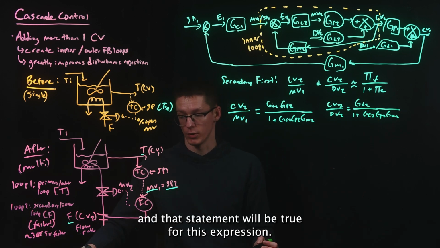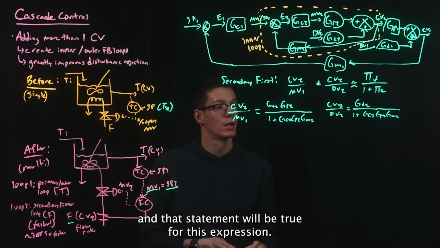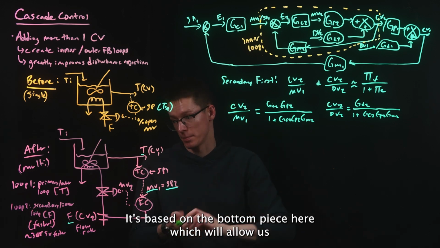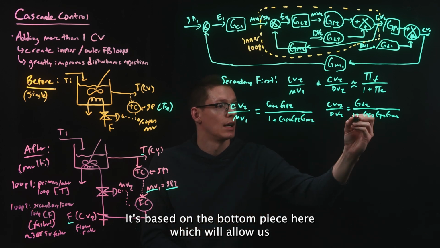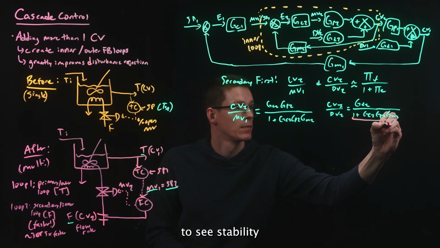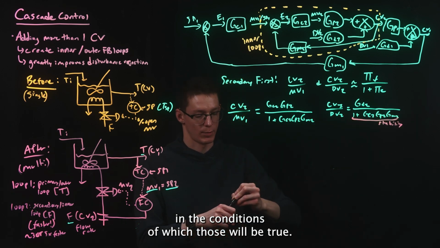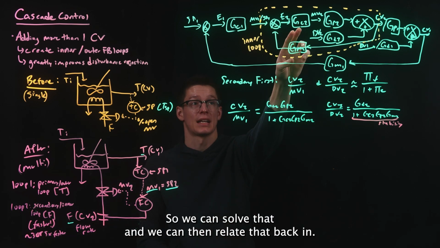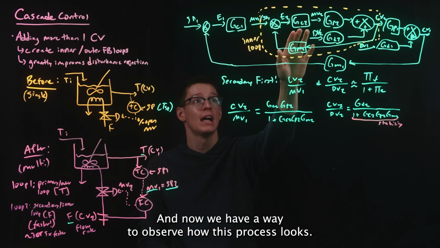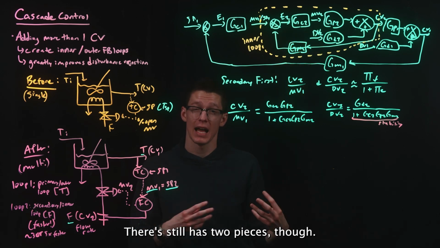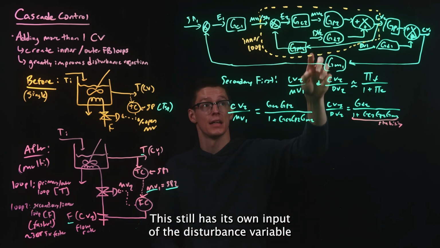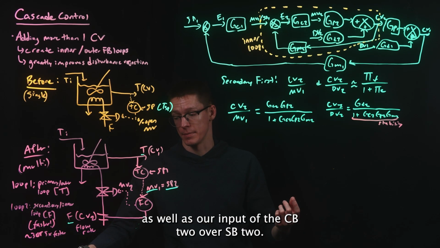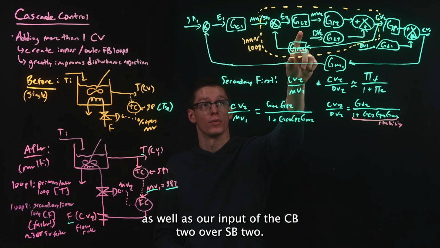And that statement will be true for this expression. So we know that to define the stability of the inner loop, it's based on the bottom piece here, which will allow us to see stability and the conditions of which those will be true. So we can solve that, and we can then relate that back in, and now we have a way to observe how this process looks. This still has two pieces though. This still has its own input of the disturbance variable, as well as our input of the CV2 over SP2.